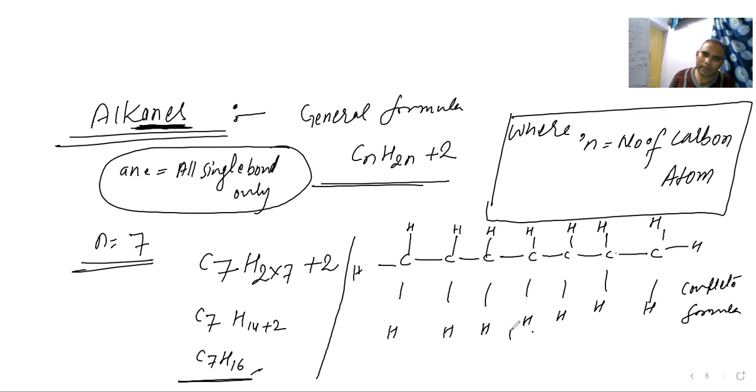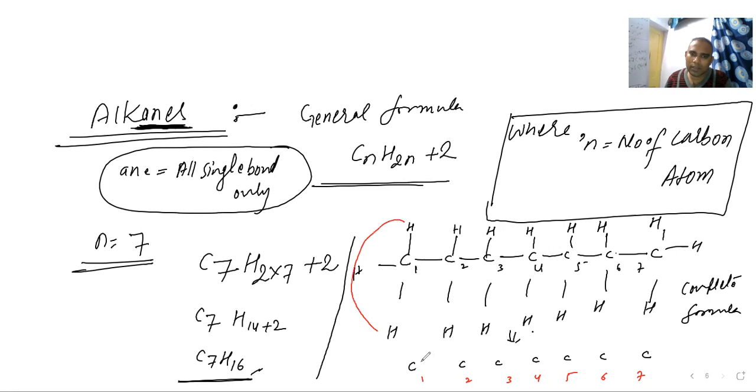Now we are going to represent the condensed formula. For the condensed formula, 7 carbons means 1, 2, 3, 4, 5, 6, 7. We count each carbon number, then write which carbon has how many hydrogens. The first carbon is having how many hydrogens? 3 hydrogens.